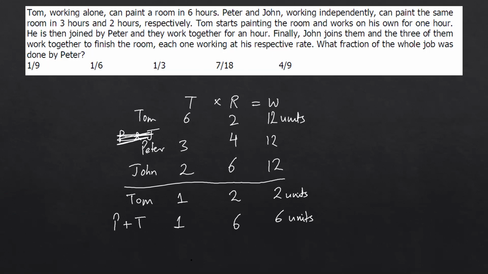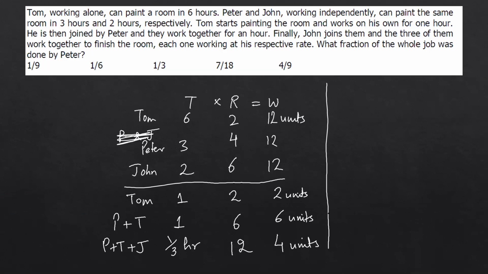Then John joins them and the three of them work together to finish the room. So Peter, Tom, and John. What is the rate together? The rate is actually 12. And how many units are left? The units that are left are 12 minus 8, so 4 units are left. So they will take 1/3 of an hour to finish the job. Is that fine till now, guys? I've just laid down the problem.